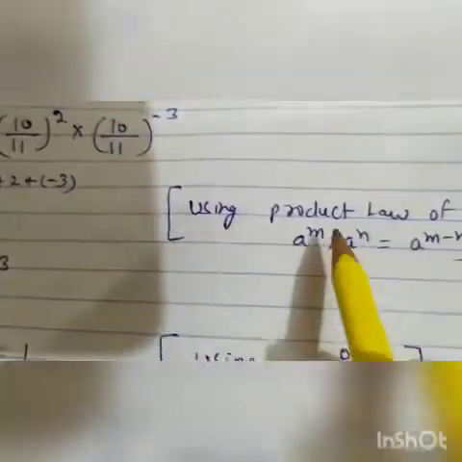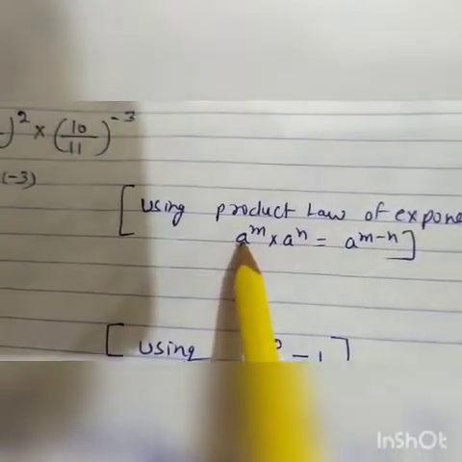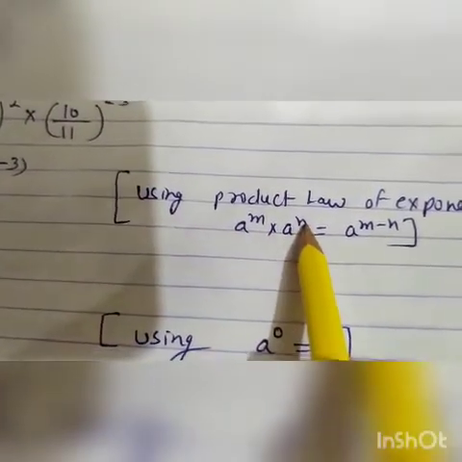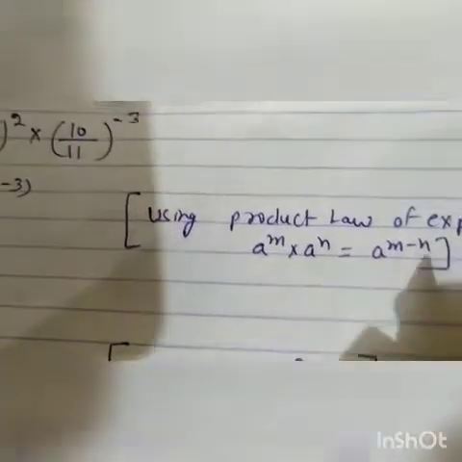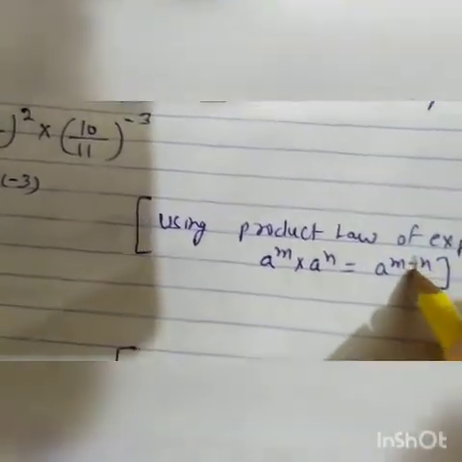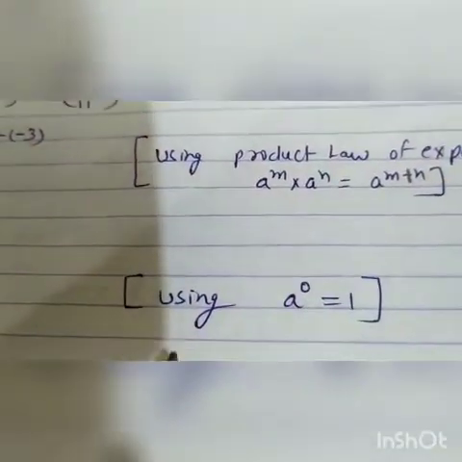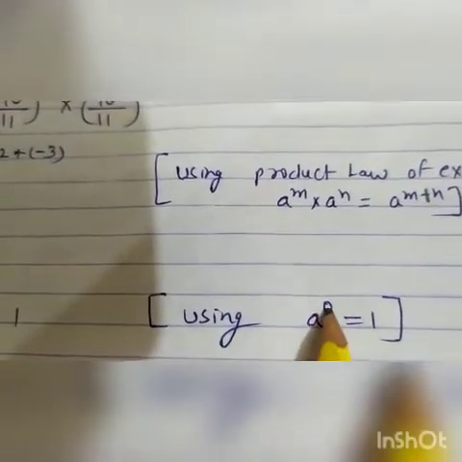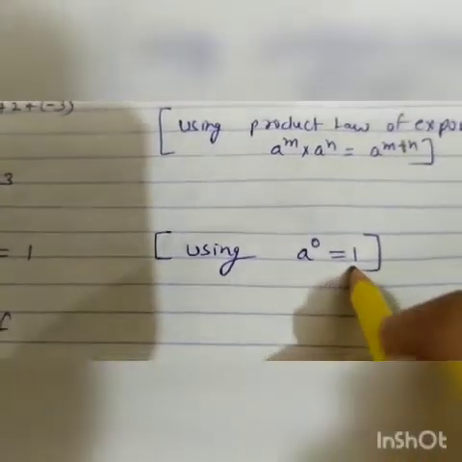Here we are using two laws. In this line we are using the product law of exponent, that is a power m multiplied by a power n is equal to a power m plus n. And in this line we are using a power 0 is equal to 1.